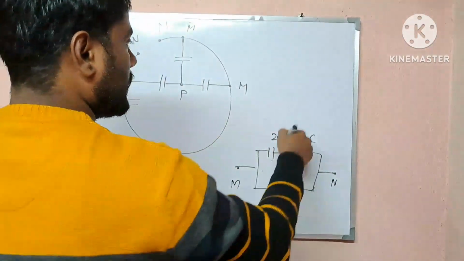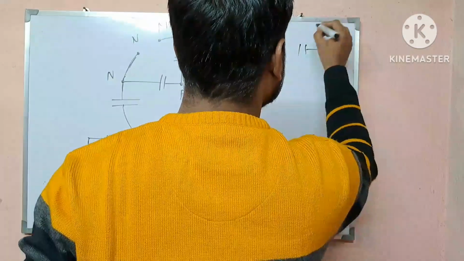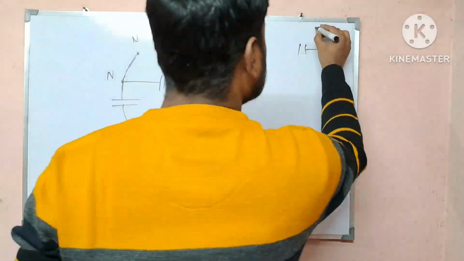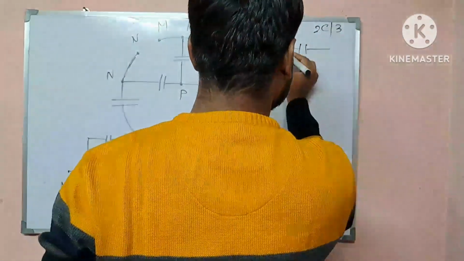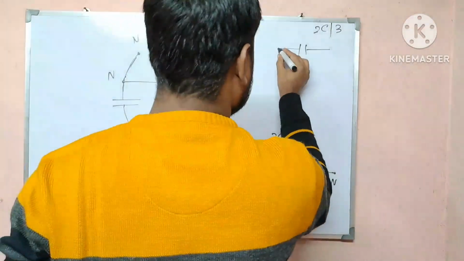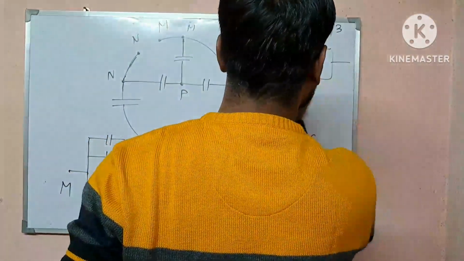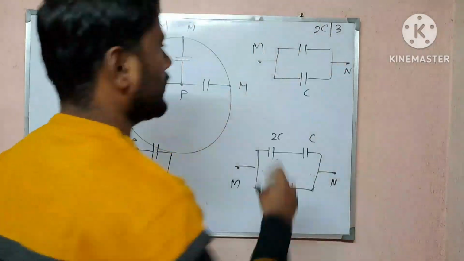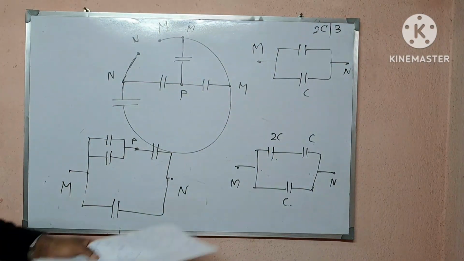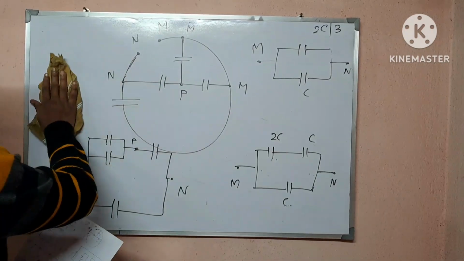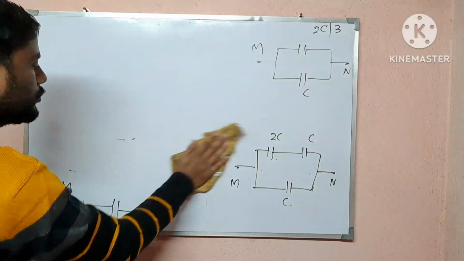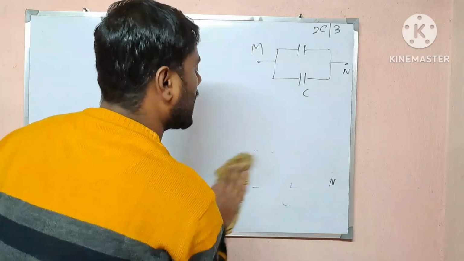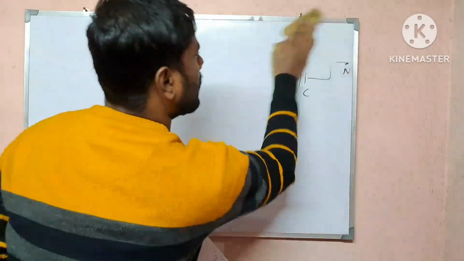These two are connected in series, so it looks like 2C square by 3C. 2C by 3 will be the equivalent capacitance between these two, and the below one is C. Now you just have to add these two, because they are connected in parallel. So that is 2C by 3 plus C. Just add them, and we'll get the result.